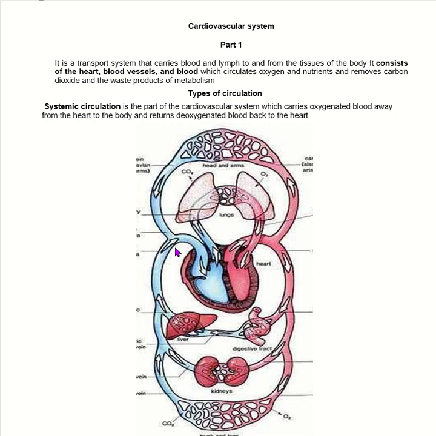Systemic circulation starts when deoxygenated blood reaches the right atrium. This blood goes to the right ventricle, and by the pulmonary trunk or artery, it goes to the respiratory portion of the lung.